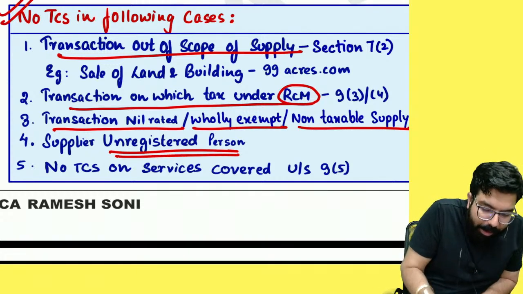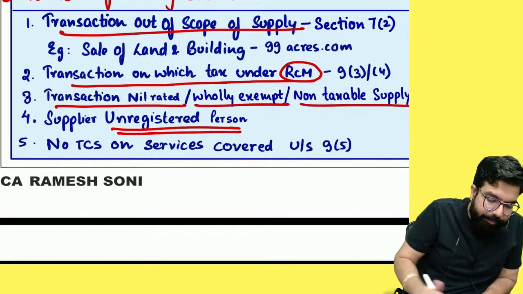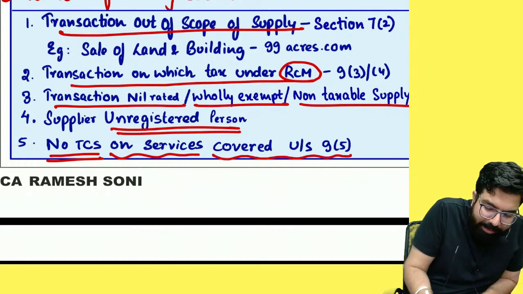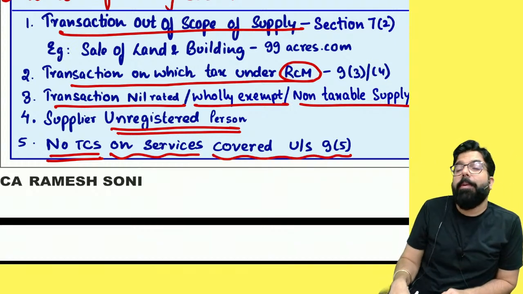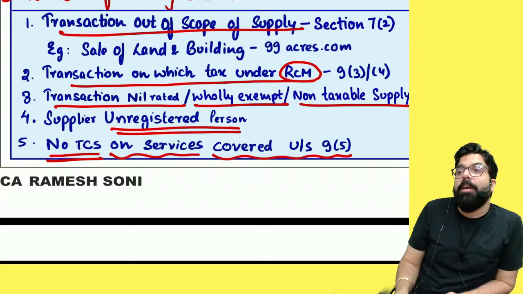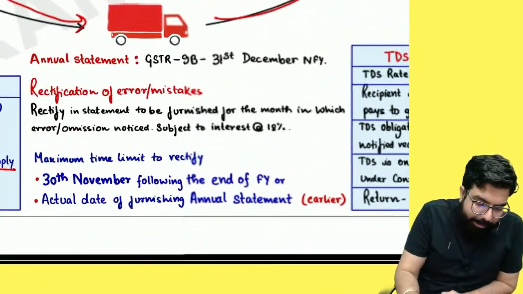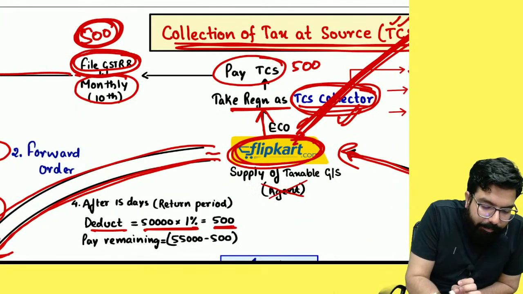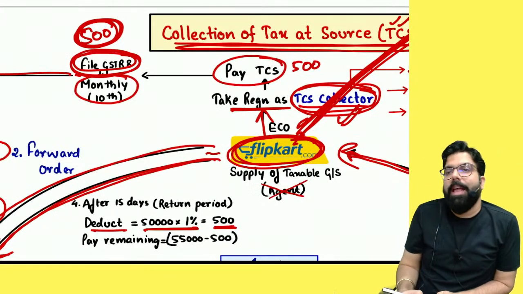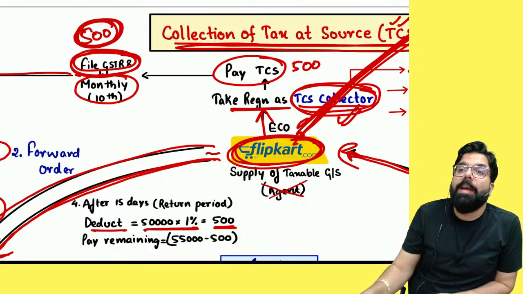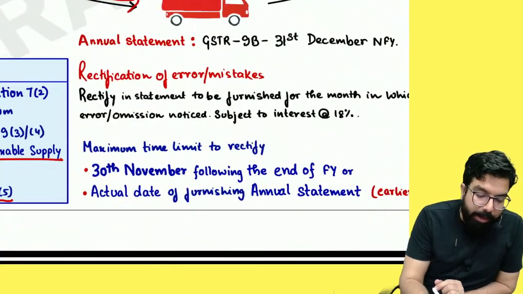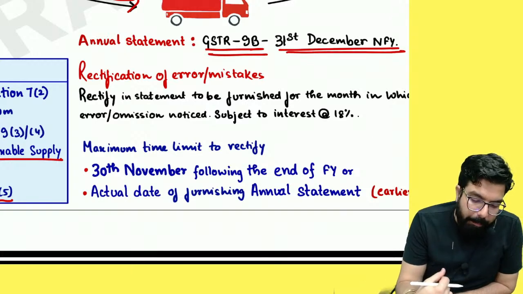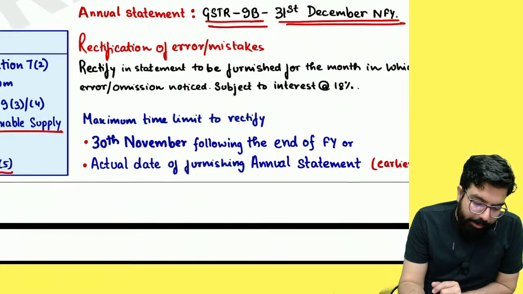Supplier is unregistered, no TCS. Then, no TCS on services covered under section 9(5). Baba, section 9(5), which are the supplies? Next. Baba, this TCS collector, what is the return? GSTR 8. This is the monthly return. For them, the annual return is which one, everyone? 9B. By what date will they file? 31st December. This is okay.